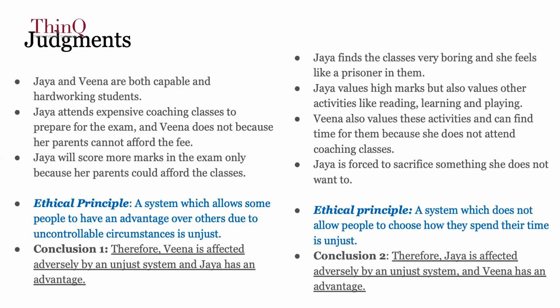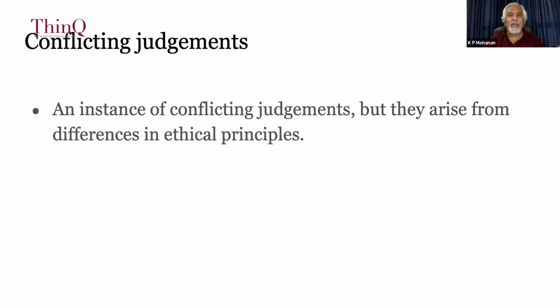Right. So even though your judgments are conflicting, they seem to be arising from different ethical principles, right? Mo, do you disagree with Vignesh when he says, with his ethical principle... Well, that's what I thought initially. But I can see Vignesh's reasoning, and I'm perfectly willing to agree that the system is unjust to Veena. And I have a feeling that Vignesh would agree that it is also unjust to Jaya. So maybe we can agree that the system is unjust to both.